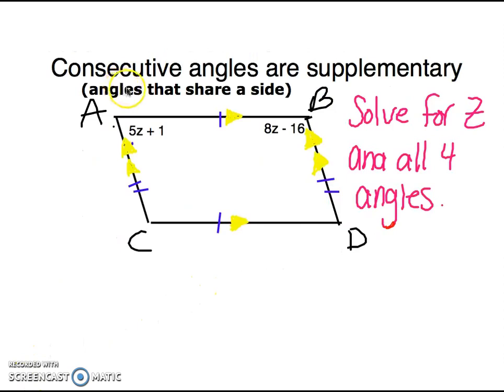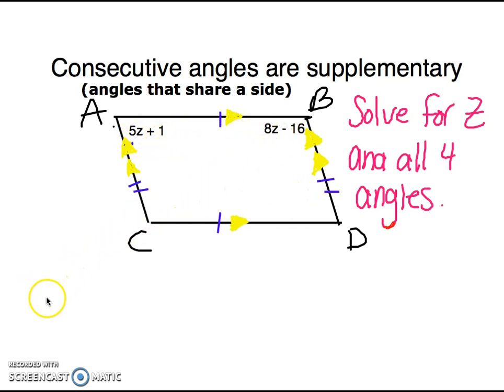For this next example, we want to solve for z. After we solve for z, we also want to find all four angles. So with this one, we're being told that consecutive angles are supplementary. So remember, consecutive angles are angles that share a side. So we've got these two angles, and they definitely share a side. So we want to set that up and solve for our z in this case. That's where we're going to start, and then we can go ahead and solve for the other angles.